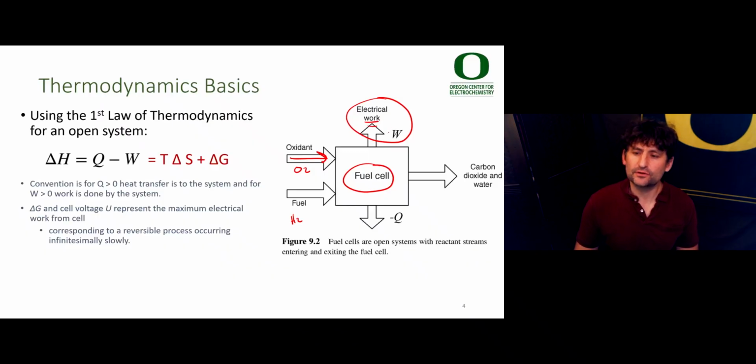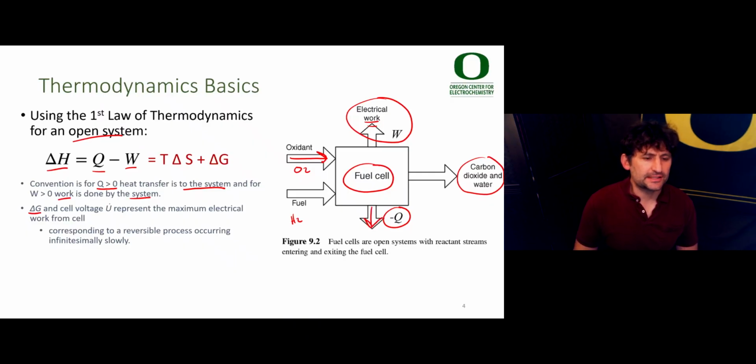That's the current times the voltage of the fuel cell integrated over time. And it also outputs products and heat. We know that for an open system, the change in enthalpy is given by Q minus W, where Q is the heat and W is the work done by the system. The convention here is that for Q greater than 0, heat transfer is to the system, and for work greater than 0, work is done by the system.